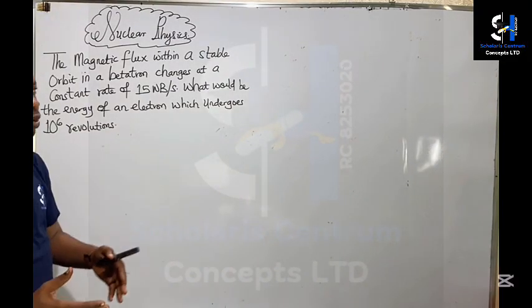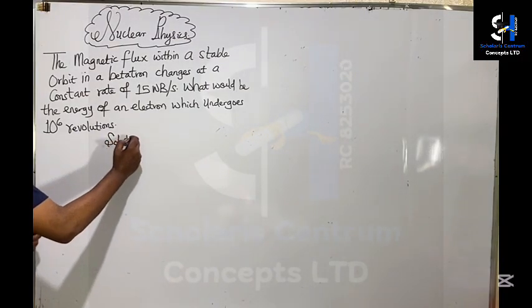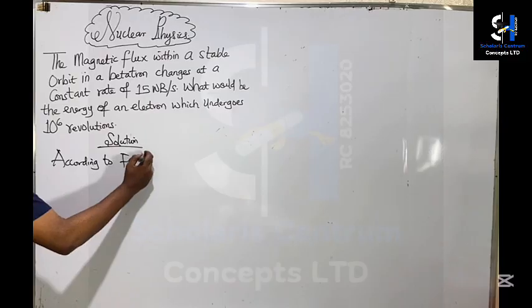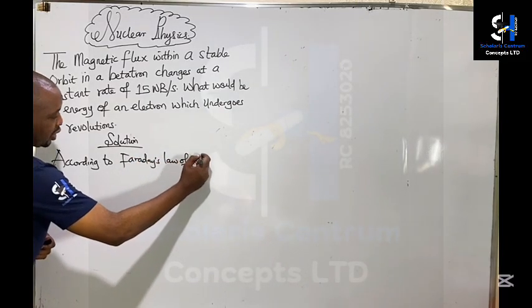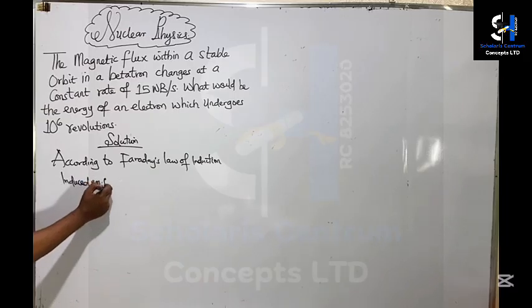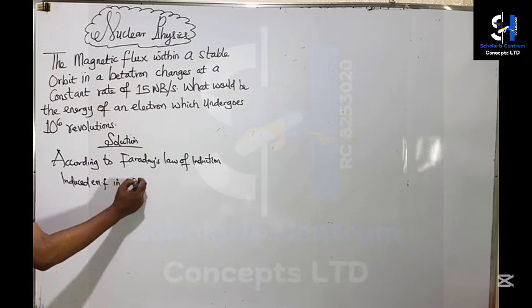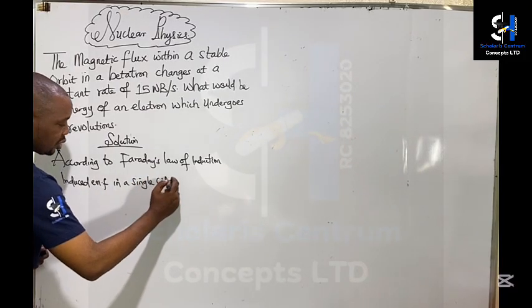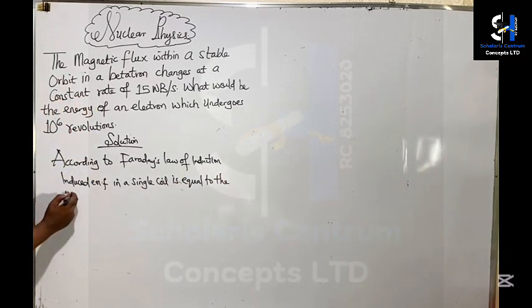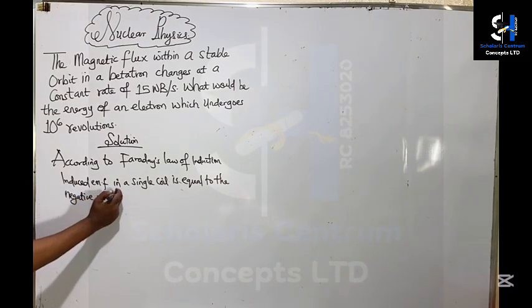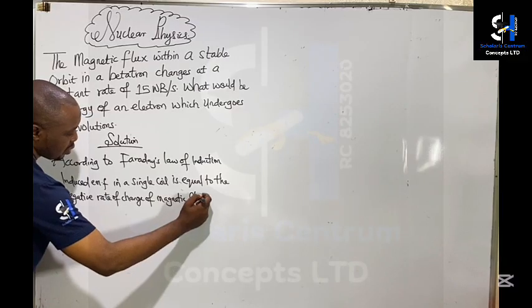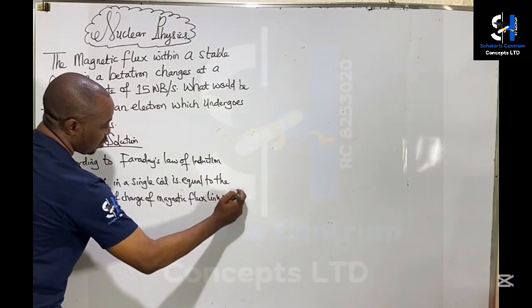of the magnetic flux. Now when we say single coil, according to Faraday's law of induction, the induced EMF in a single coil is equal to the negative rate of change of magnetic flux linking the coil.